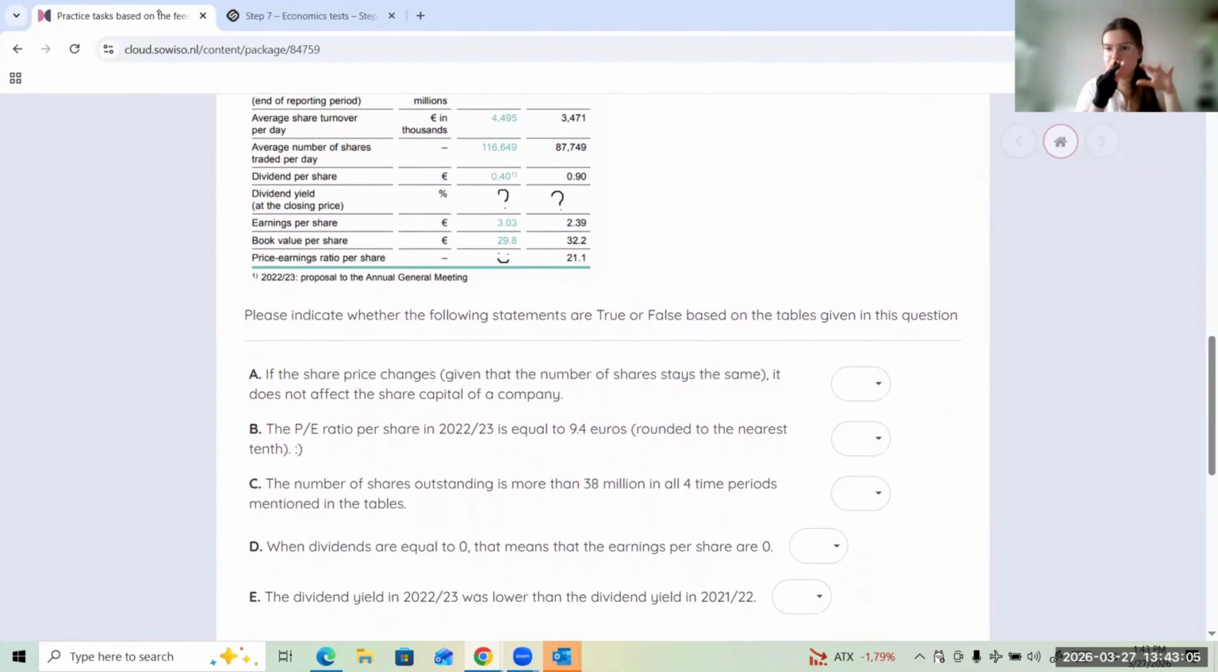So for some of these, you just need to know the theory, what each thing is, and for some, you actually need to calculate. So if the share price changes over the years, or over the months, or over the days, it does not affect the share capital of the company. Here you need to know, once a company sets the share price and issues a certain amount of shares, they're out. The company gets the money, they sell the shares, that's it. The story for the company is done. Whatever profit or loss you get after you sell the share, let's say the share price is increased, you're the shareholder.